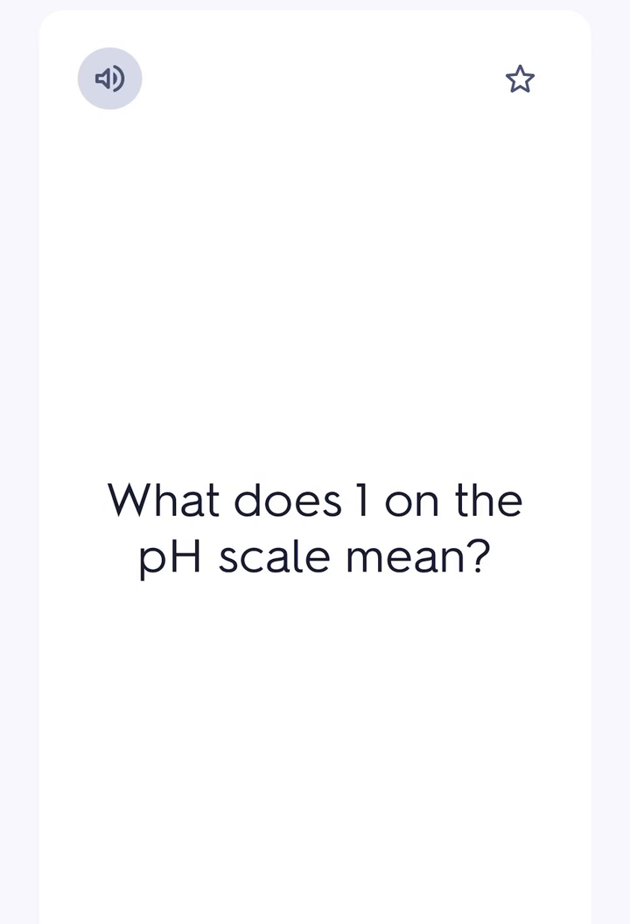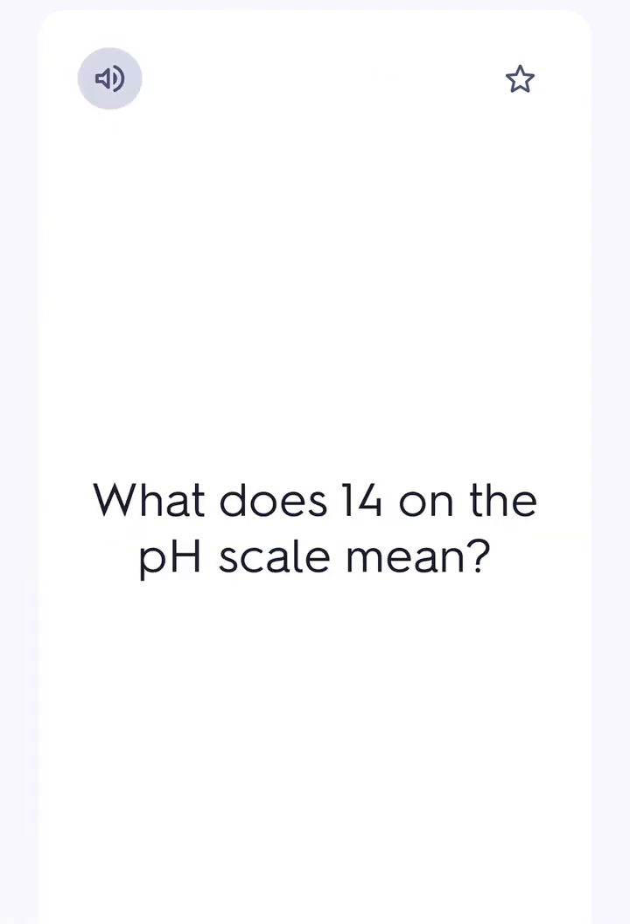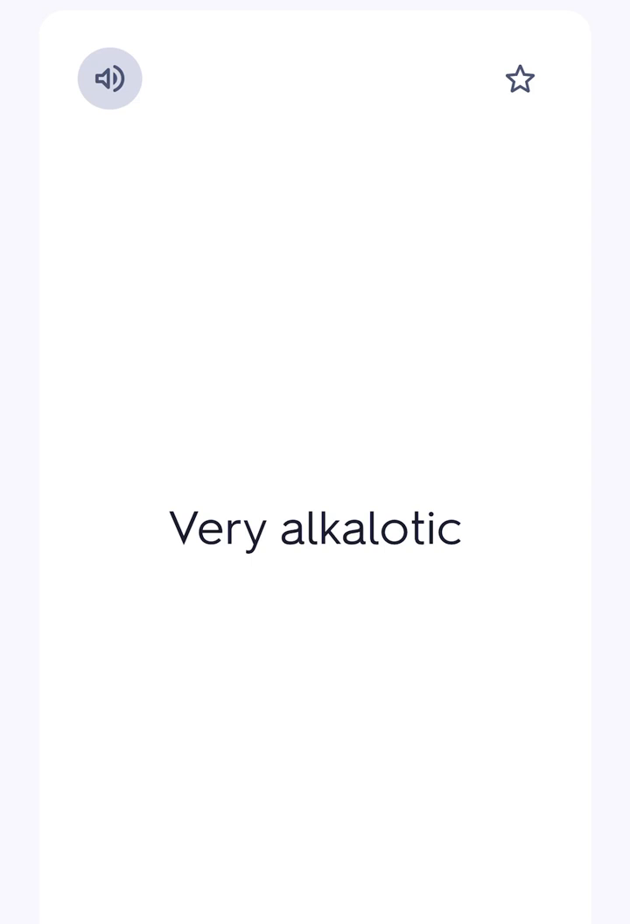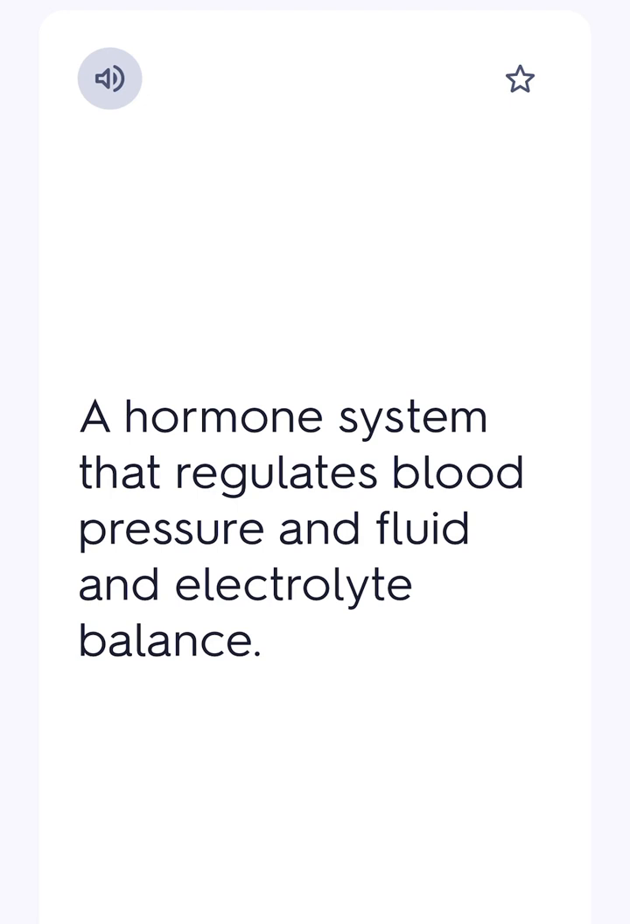What does 1 on the pH scale mean? Very acidic. What does 14 on the pH scale mean? Very alkalotic. What is the renin-angiotensin system? A hormone system that regulates blood pressure and fluid and electrolyte balance.